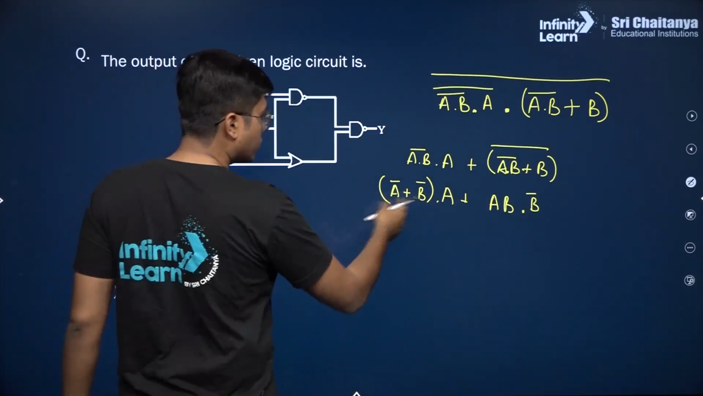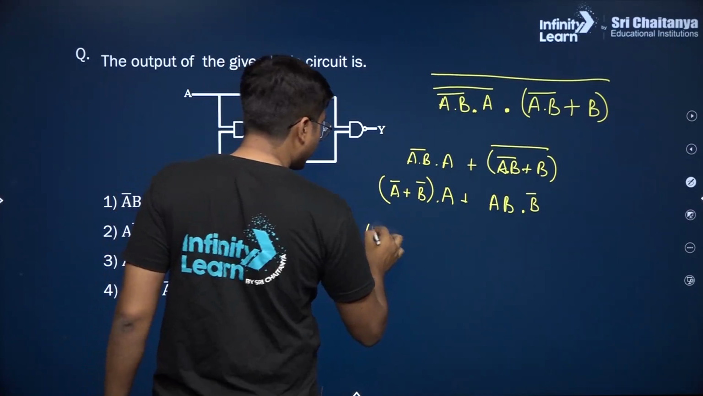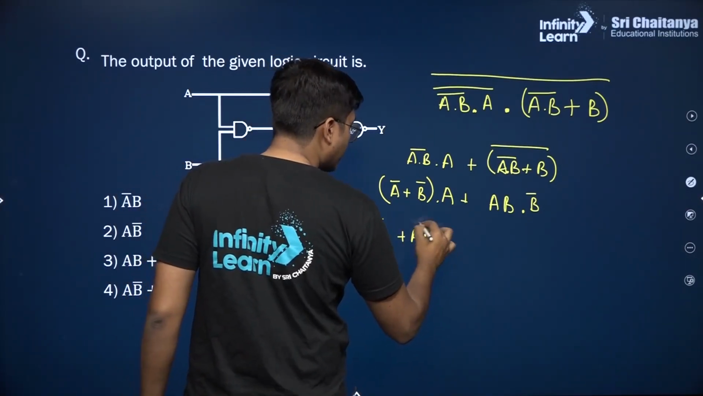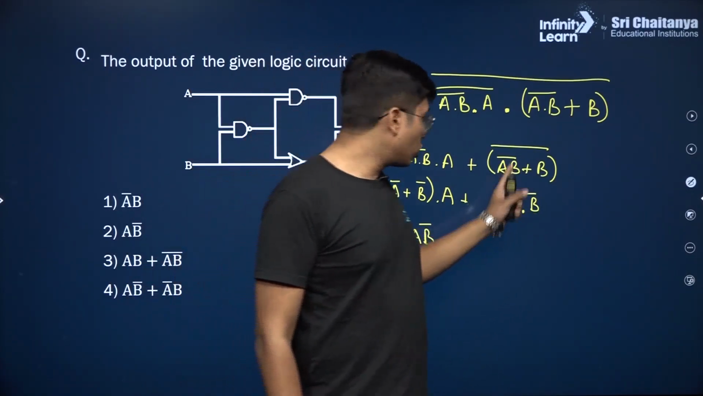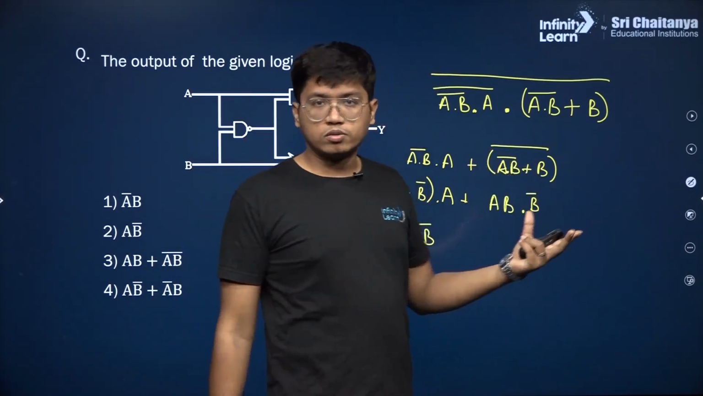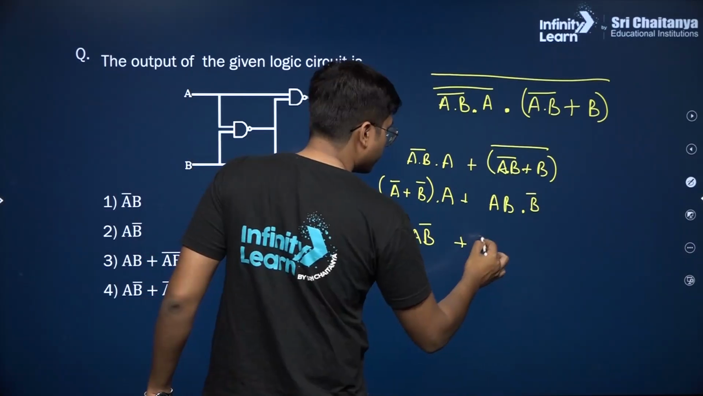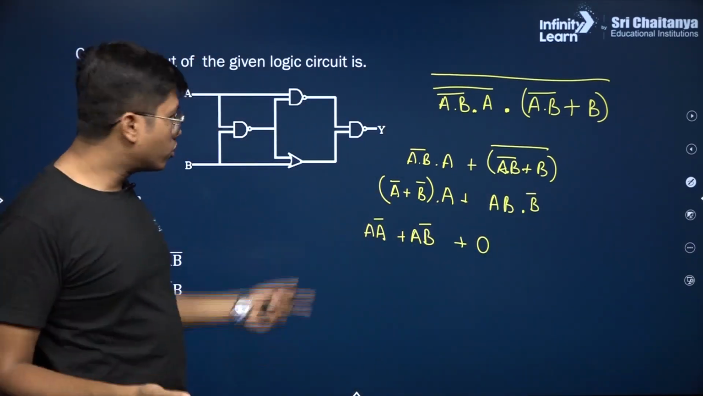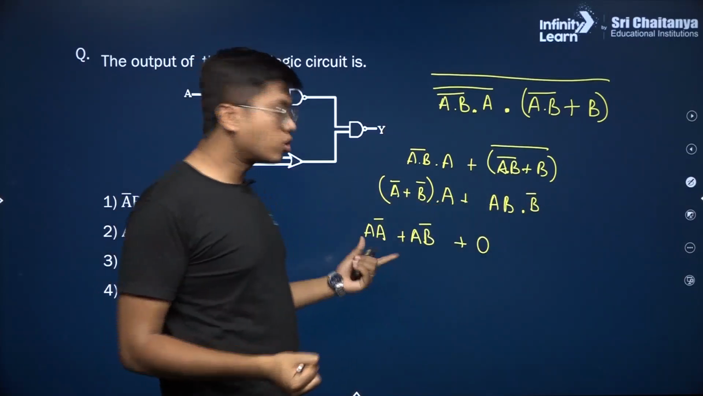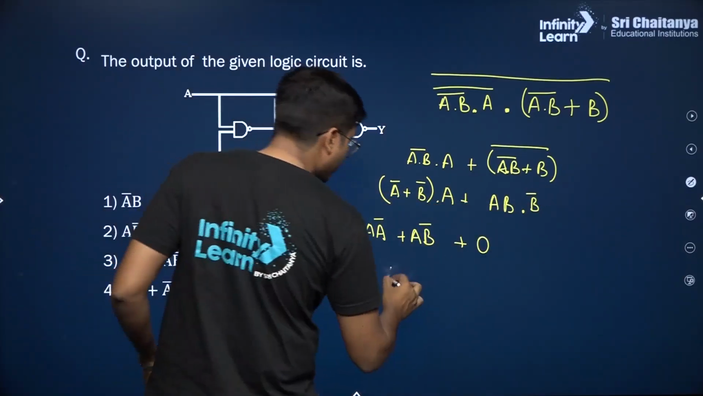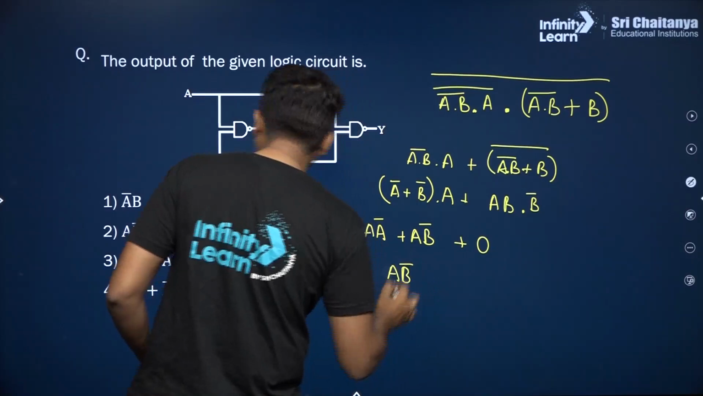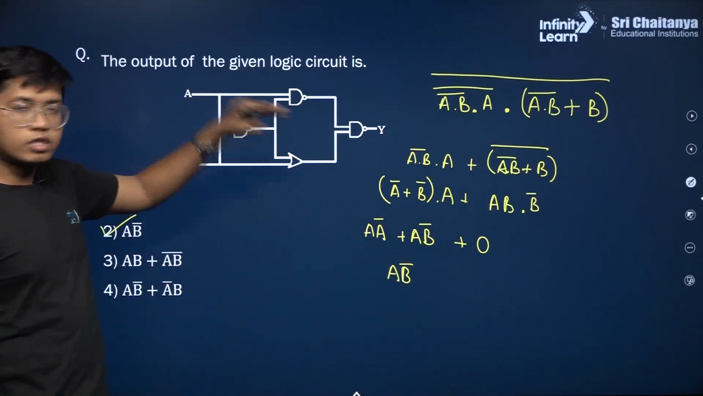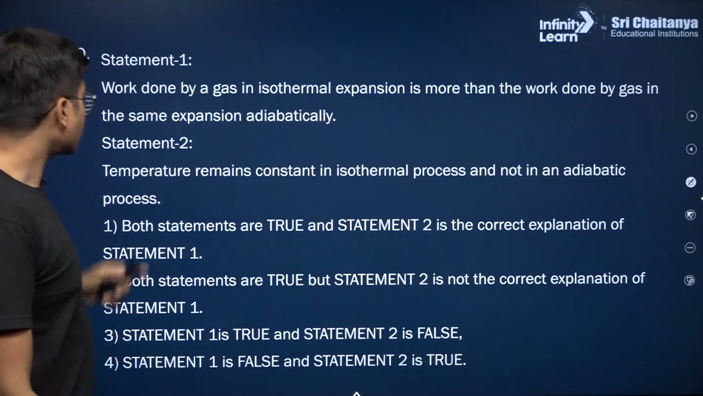Now when you bring this in, you have A bar plus A B bar, and this is going to give you 0 because B into B bar is 0. So you have a plus 0 over here. That part goes away. A bar is again equal to 0, just like B bar was 0. So all that you're left with is A B bar. So the correct option is option 2. It's only De Morgan's theorem, one after the other.